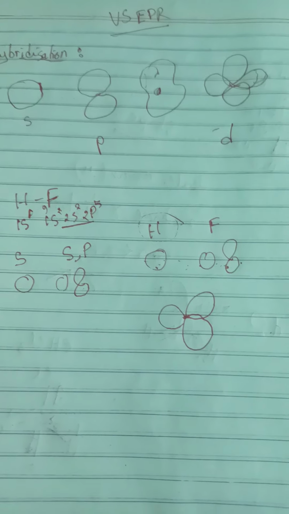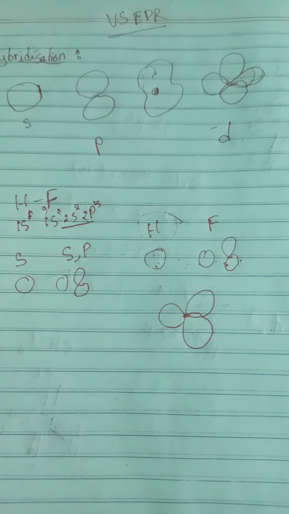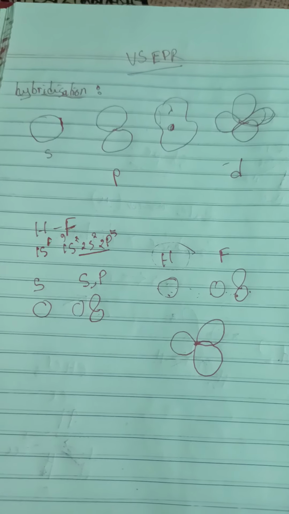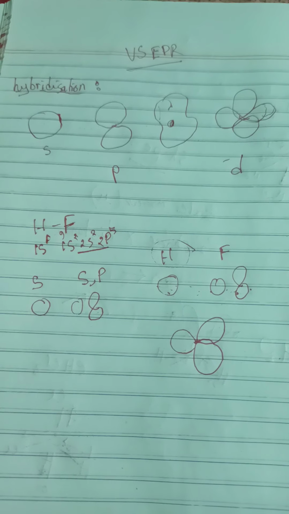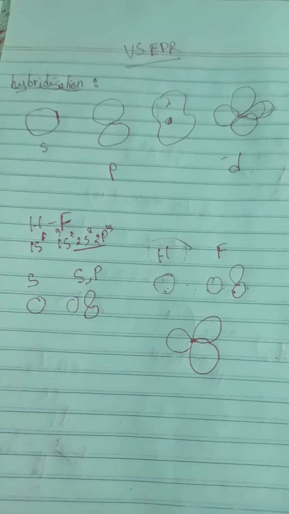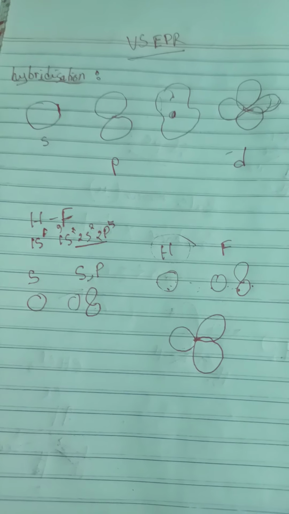Hello everyone. So in my last class I was discussing VSEPR theory at the end of the class. I told that VSEPR theory, what is that? The valence shell electron pair repulsion theory.